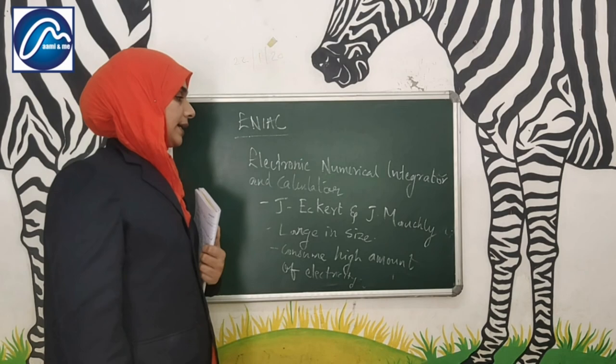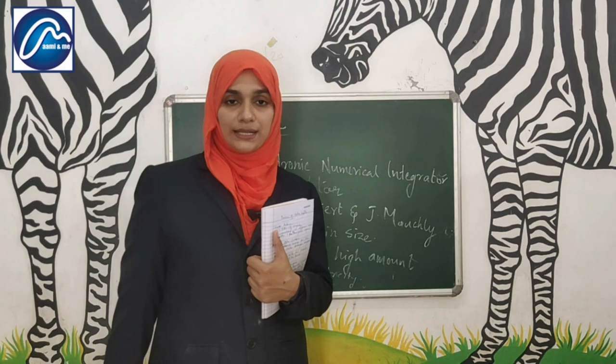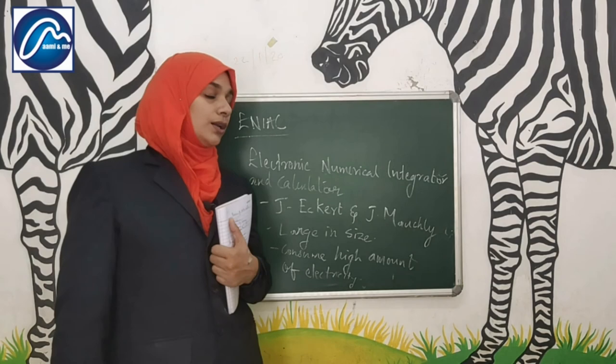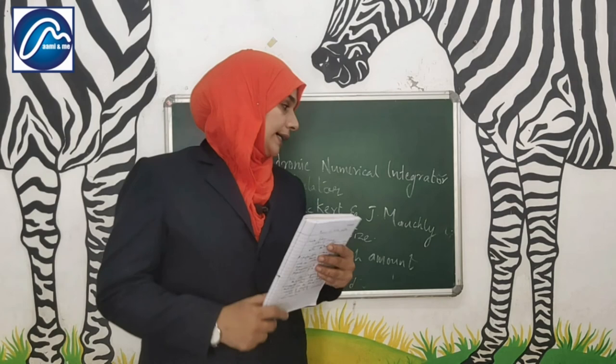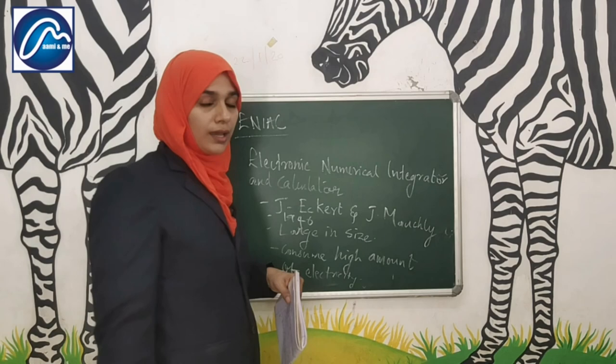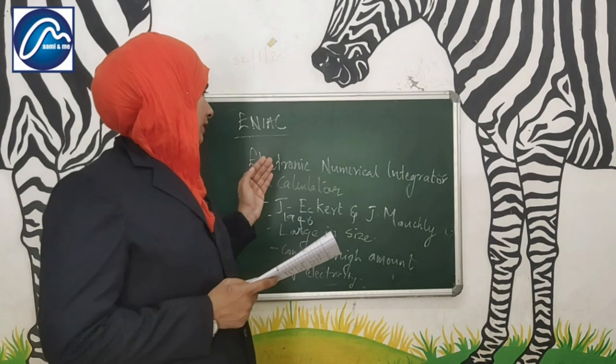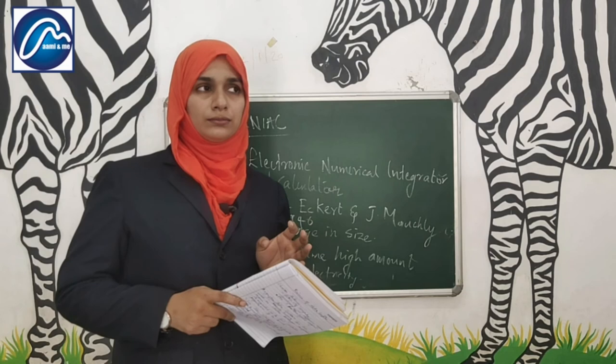ENIAC is the Electronic Numerical Integrator and Calculator. It was developed by J. Eckert and J. Mauchly, large in size and consuming a large amount of electricity. It was invented in 1946, before independence. Okay. Then this ENIAC is not user friendly. User friendly means it is very difficult to use this ENIAC.